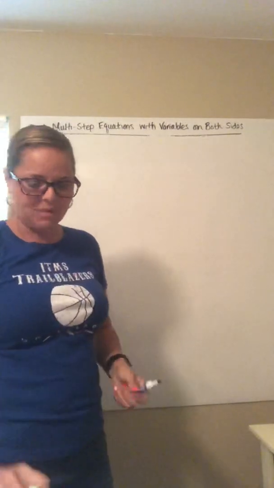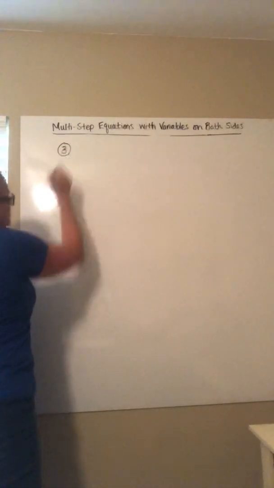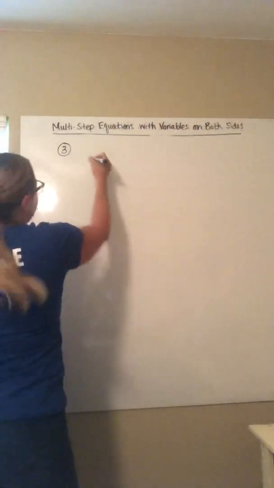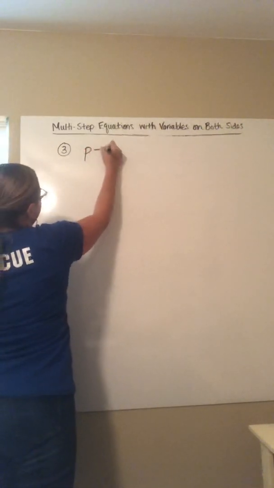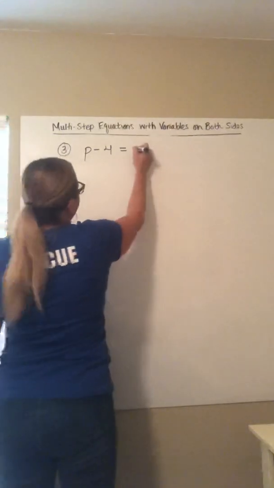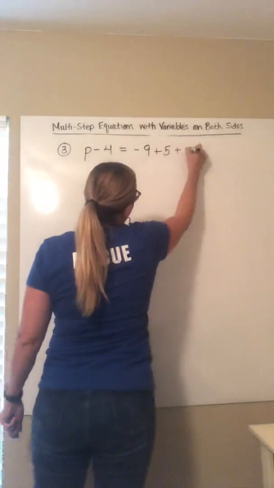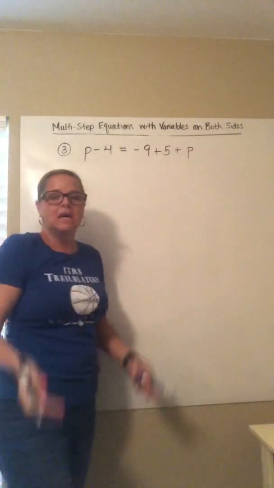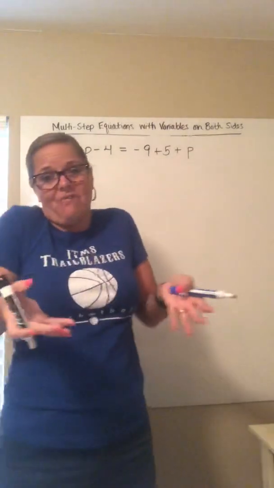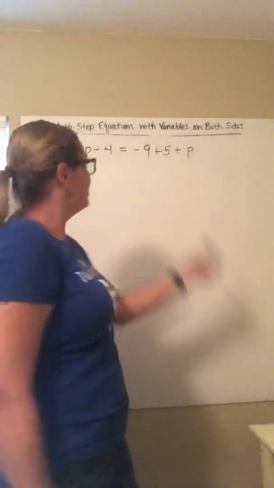All right, next problem. This one's a little bit shorter. Problem number 3 is p minus 4 equals -9 plus 5 plus p. And notice that we can use any letter that we want. A variable just stands for an unknown value. Doesn't matter if we use an A, B, C, D, E, F, G, or a P.